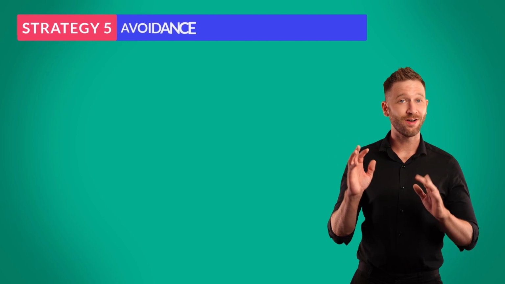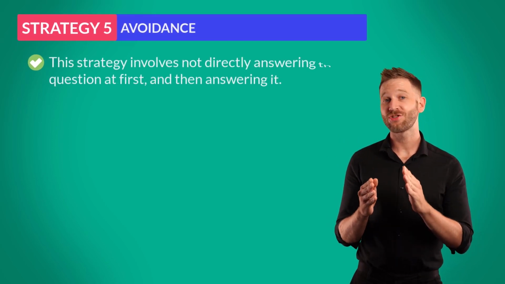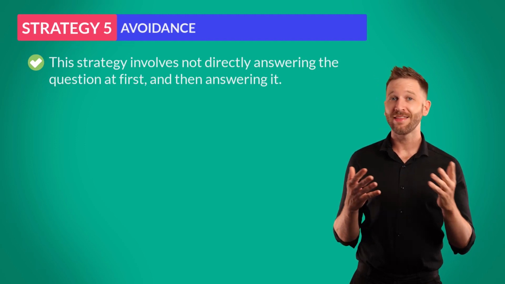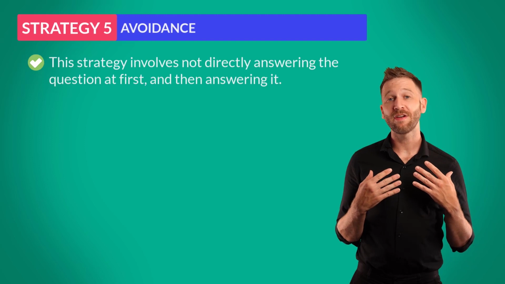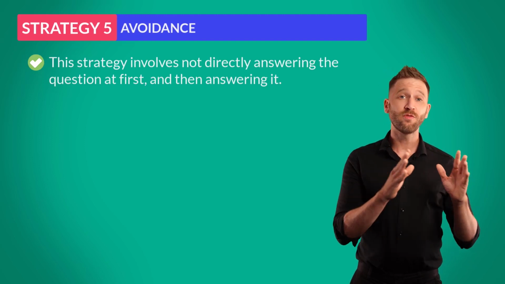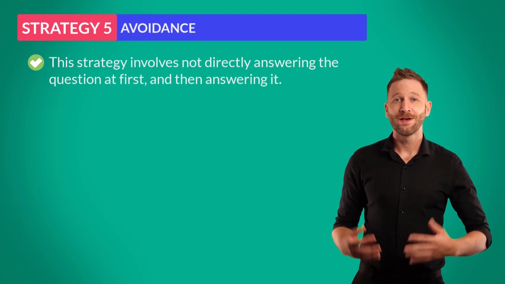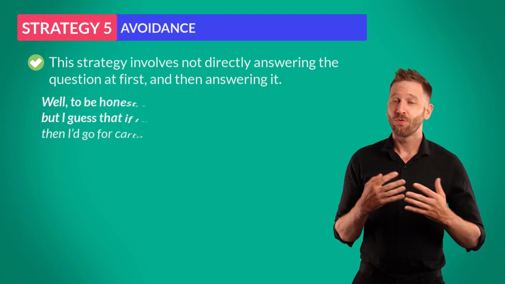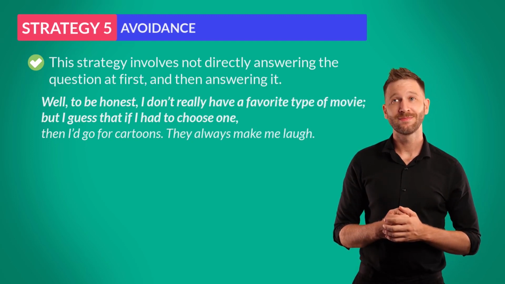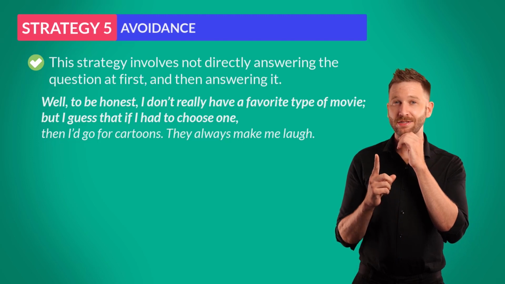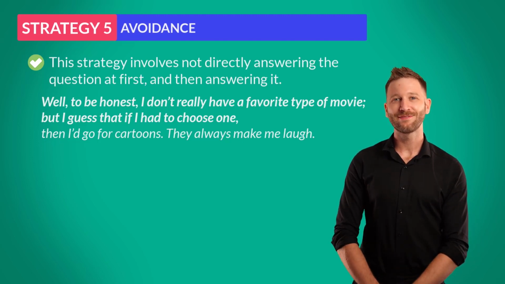Strategy 5. Avoidance. This strategy involves not directly answering the question at first and then answering it. I'm going to start off by saying that I don't have a favorite kind of movie and then move on to say that if I have to choose one, it would be cartoons. My answer is, well, to be honest, I don't really have a favorite type of movie. But I guess if I had to choose one, then I'd go for cartoons. They always make me laugh.